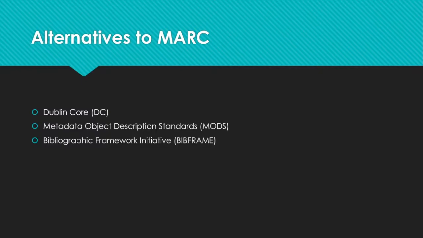So what are the alternatives to MARC? Many of you have probably heard of Dublin Core, if not actually used it on your own in your jobs or perhaps your internships. There's also the Metadata Object Description Standards, or MODS, and then the Bibliographic Framework Initiative, or BibFrame. We're going to spend most of our time today with Dublin Core, just because we don't have a lot of time. And again, I would recommend going out and researching MODS and BibFrame more if you're interested in them, or else taking a different class on metadata.